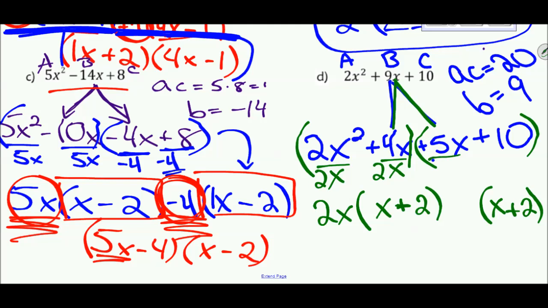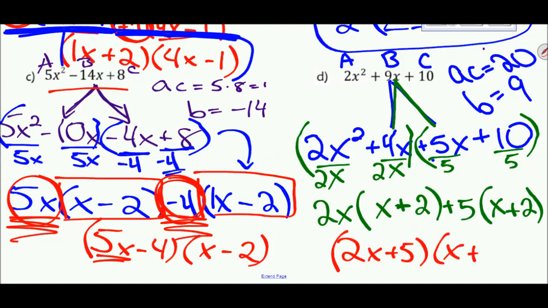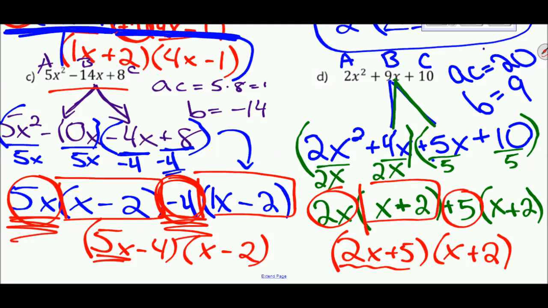Yep, it is. And then 2x and 5, and then 2x plus 5 and x plus 2. Those are the two factors. The two GCFs come together. That and that come together to make this. The other one should be the easier one to find. That's just whatever's in the parentheses. That's it.